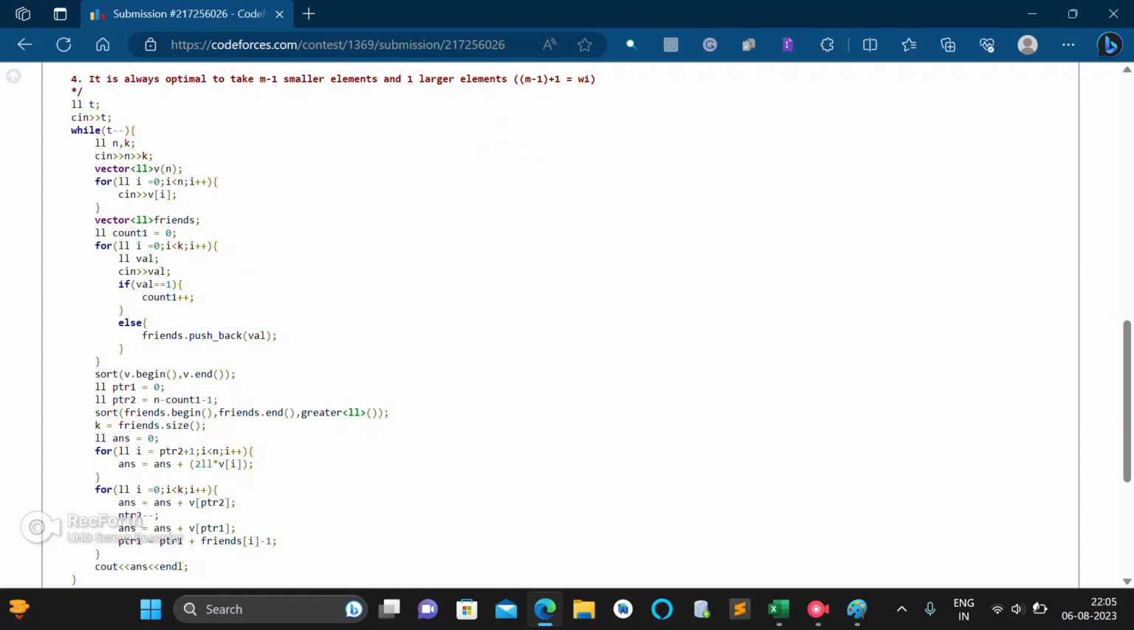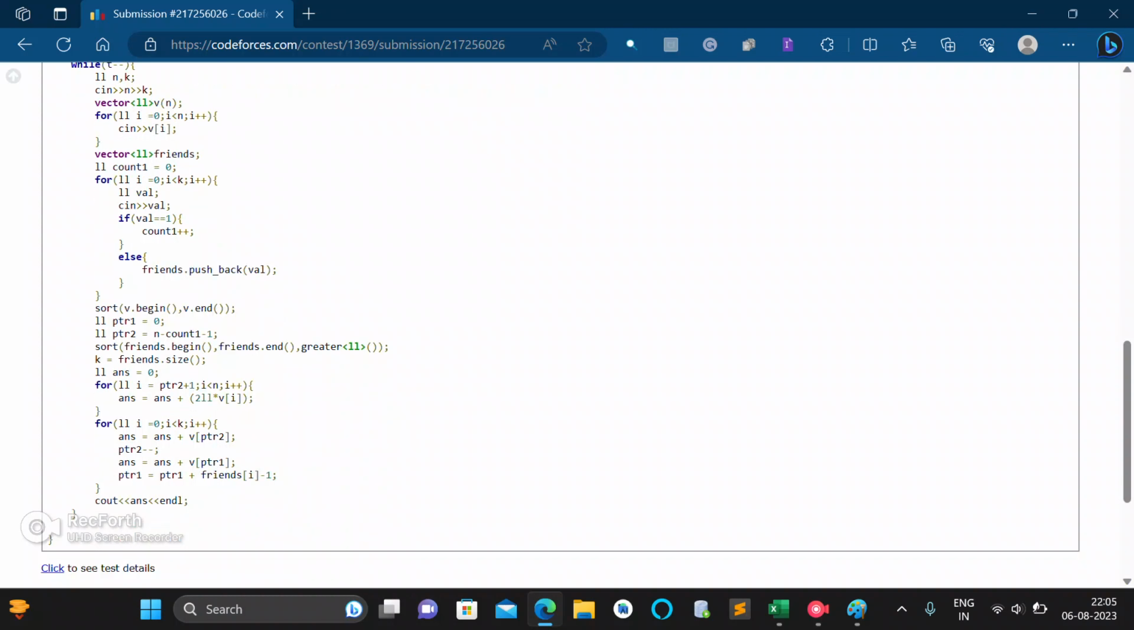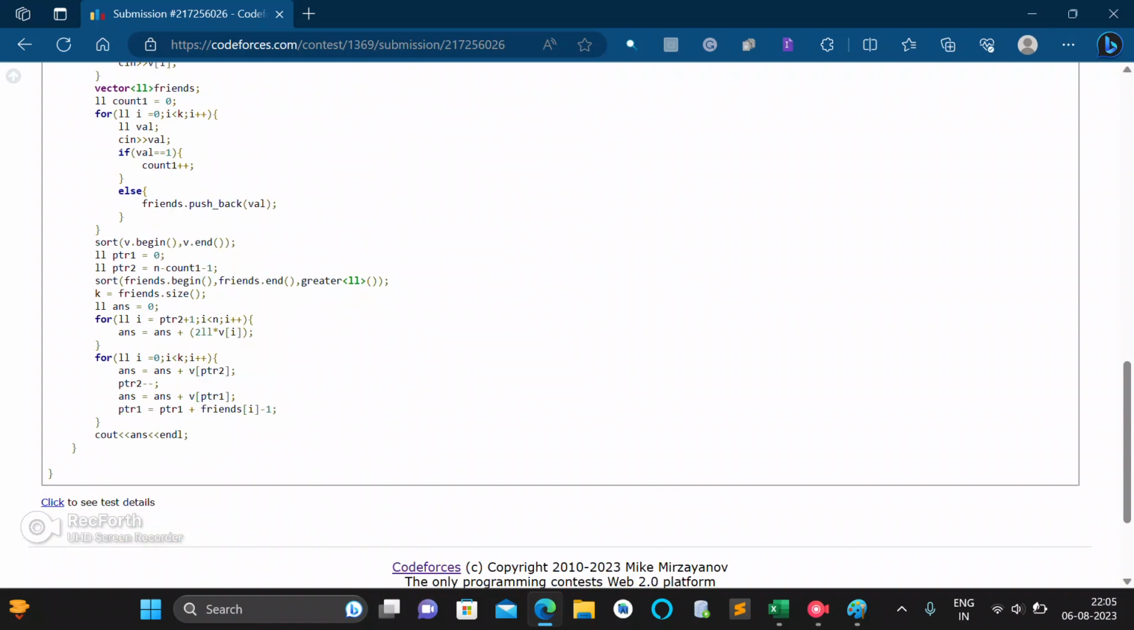I did n minus count1. Why did I do n minus count1? Because I have reserved count1 elements from the right side of the v vector. Then, I first took twice all the elements which I had reserved, and for the remaining section, I took one element from the rightmost side and the remaining elements from the leftmost side, and then printed out the answer. In this way, you can code out the question.